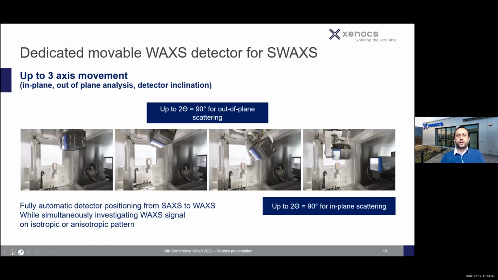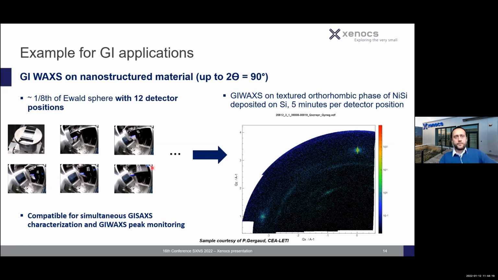Here is a slide related to the dedicated detector for WAX, which enables simultaneous SAX and WAX, or GSAX and GWAX, experiments. It can go up to 2 theta equal to 90 degrees, and we also have the capability to move the detector in the second direction to study anisotropic films. This graph emphasizes the surface of detection that you can collect, around 1/8 of the Hilbert sphere, on this GWAX measurement performed on interconnections.